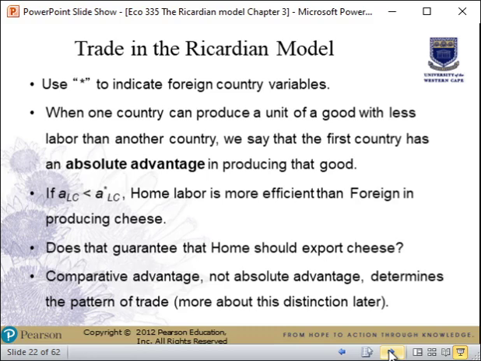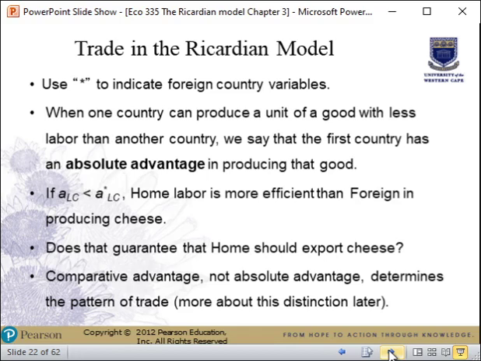Otherwise, the way we denote our value, our unit labor or total labor supply is just the same. In the introduction, we briefly talked about the concept of absolute advantage, which exists when one country can produce one unit of a good with fewer labor resources than another country.